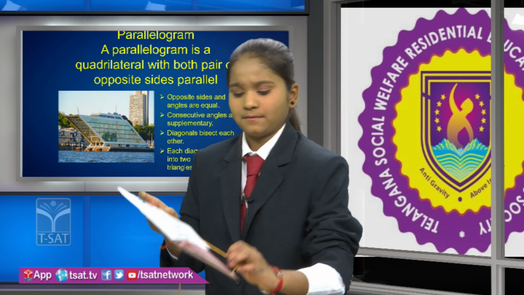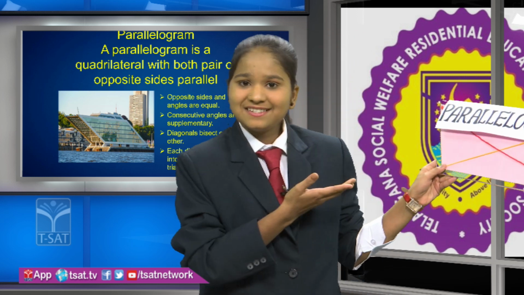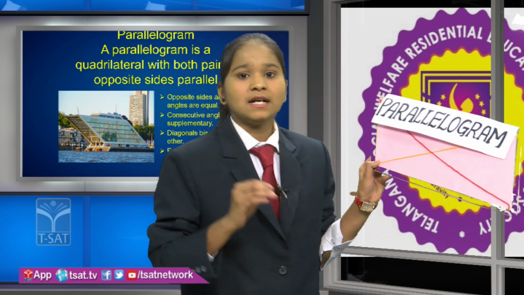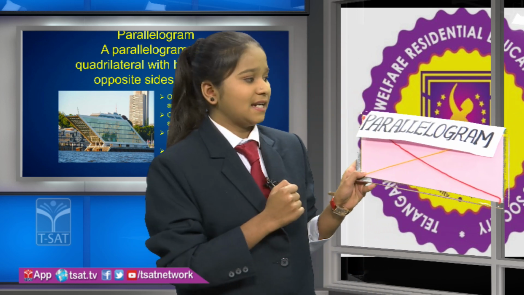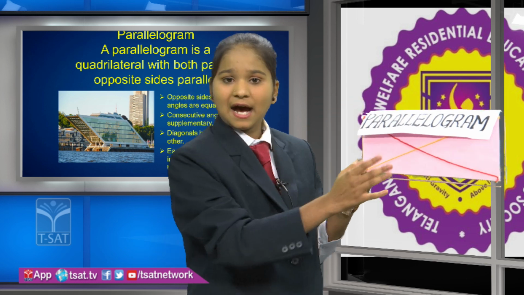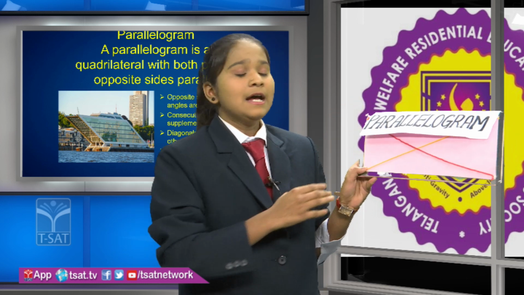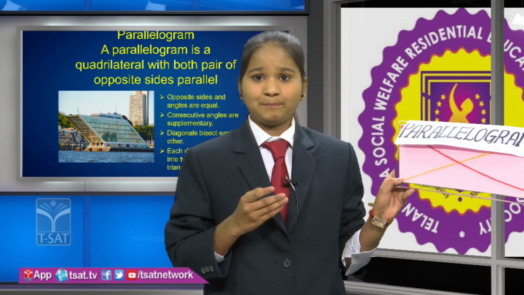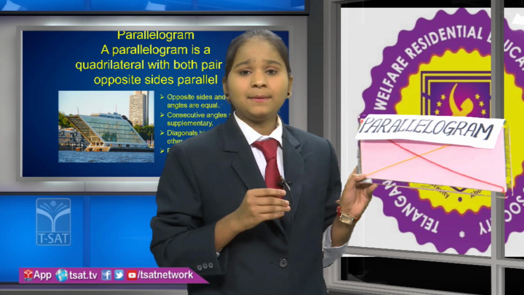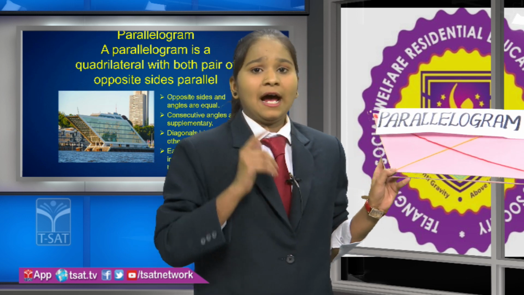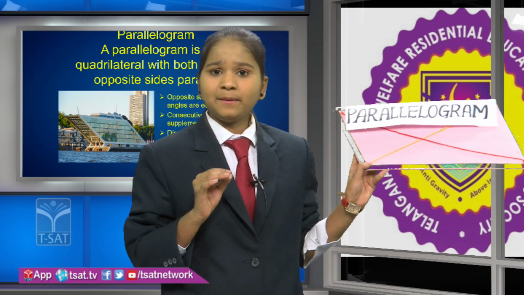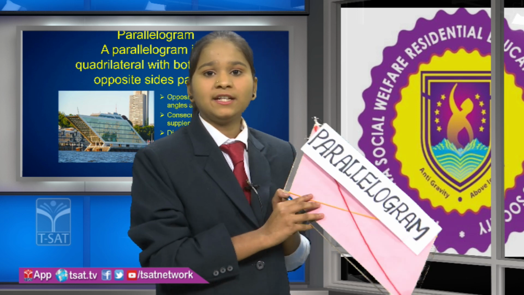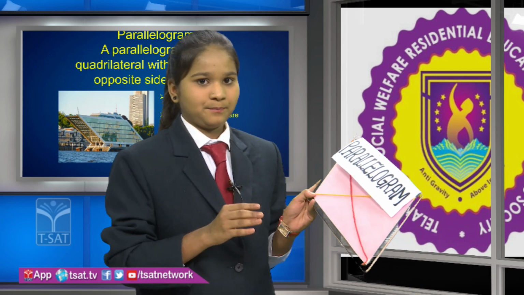This is a parallelogram. From the name itself, we can recognize its property. In a parallelogram, opposite sides are parallel and equal. Consecutive angles are supplementary. Consecutive means adjacent, and supplementary means the sum of two angles is equal to 180 degrees.